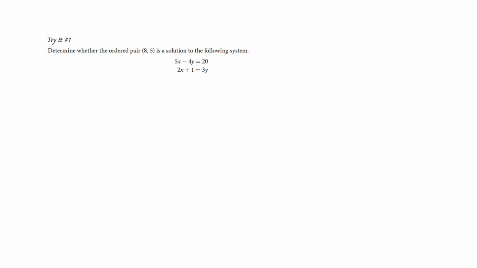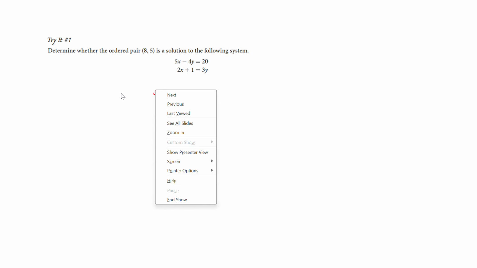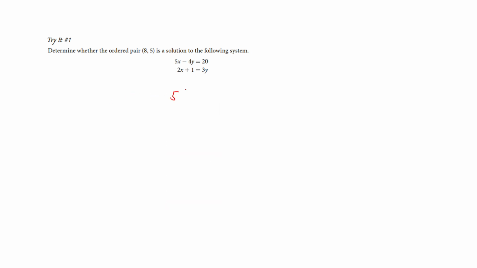Now you can always pause this and try this on your own if you'd like. I'm going to drop it in here. So 5 times 8 minus 4 times 5 equals 20. We're going to check this first one. Is this telling the truth? Well, that's 40 minus 20 equals 20. That's true. So we're okay in the first one. Now if it's true in the second one, then we know this is a solution.